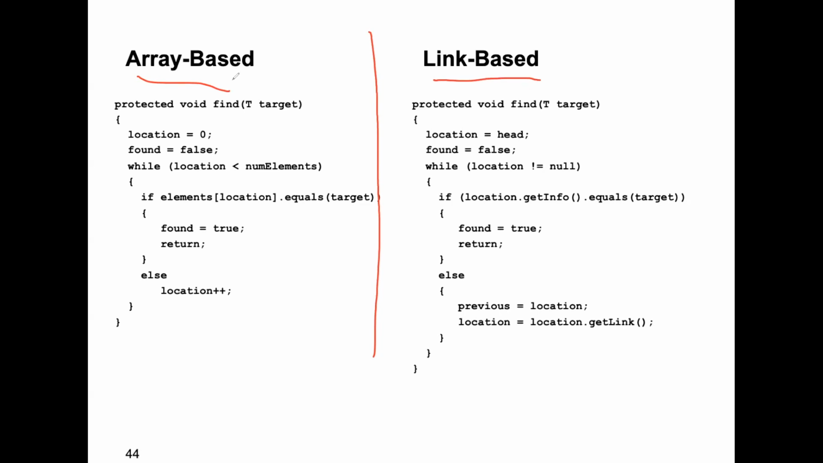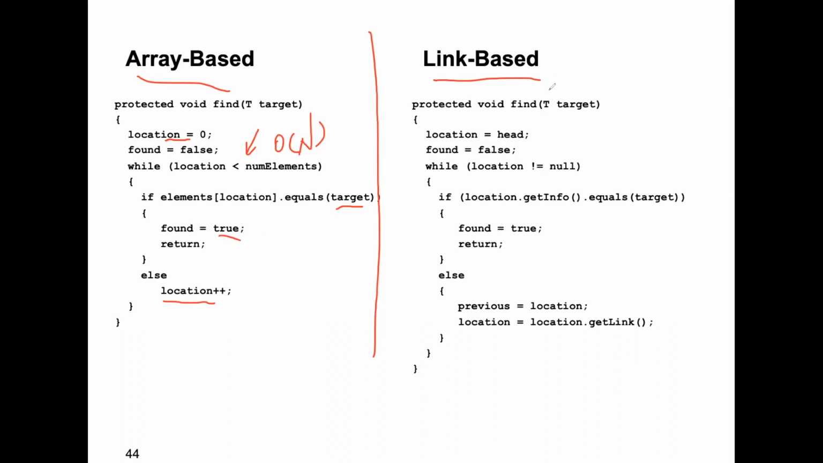Recall that from the array-based approach, you would iterate through every single element inside an unsorted array one at a time, starting with location 0 until you find it. So this is the O of n operation that calls for location plus plus, which is the index increment at every iteration as long as the target is not found. Once found, you set the found to be true.